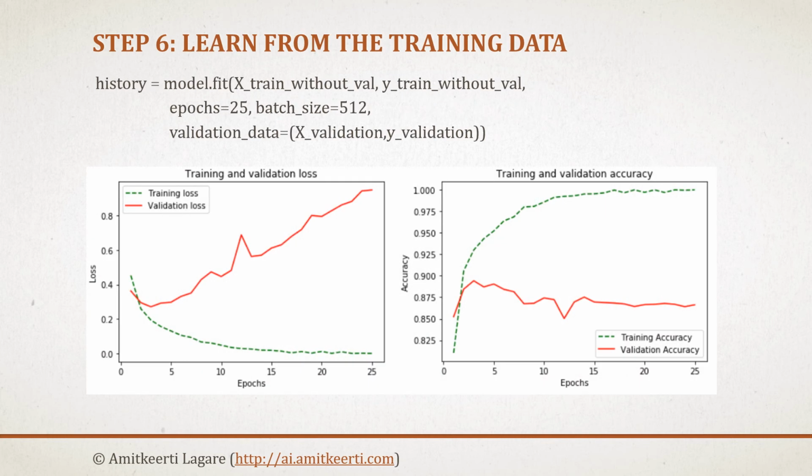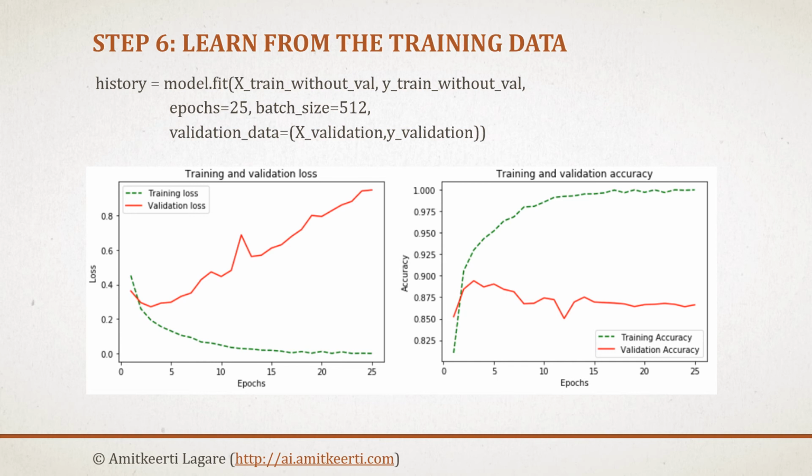The model definition is ready, and now we have our model to learn from the training set. The model learns from the training set of 20,000 instances across 25 epochs in batch size of 512 instances. At each epoch, we evaluate the learning using the validation sample comprising of 5,000 samples.